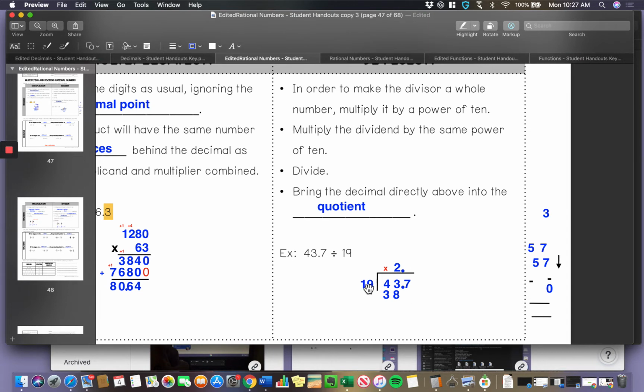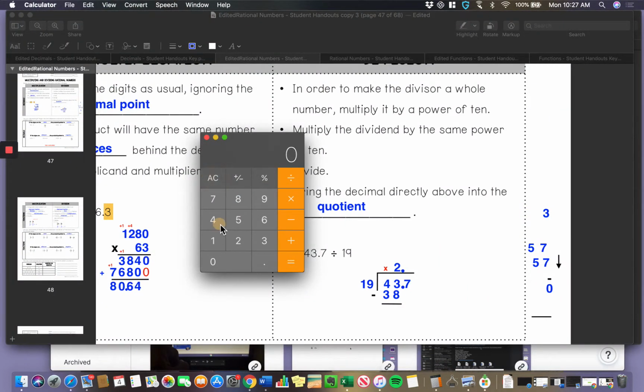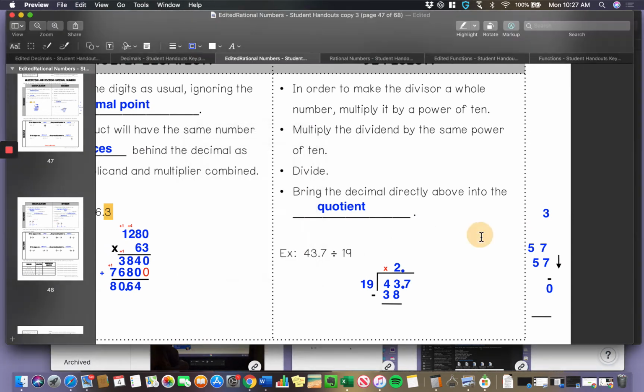Okay, now I have to ask myself how many times. Oh, I'm sorry. Now I have to subtract. Sorry. So I'm going to subtract 38 from 43. And what am I going to get? I can subtract it on my calculator if I would like. All right, 43 take away 38. And I get 5.